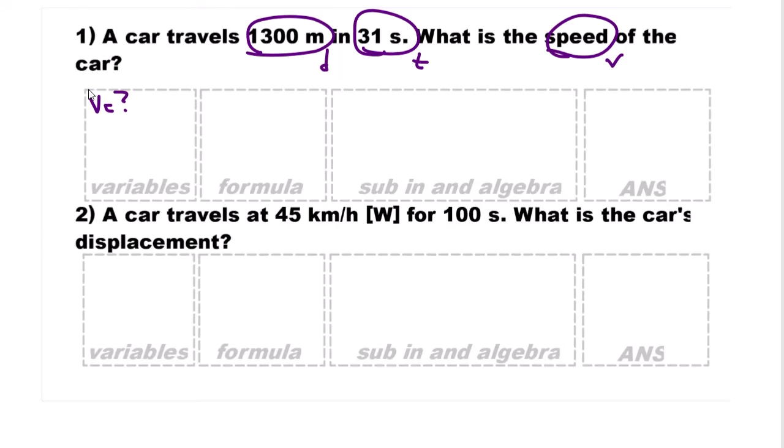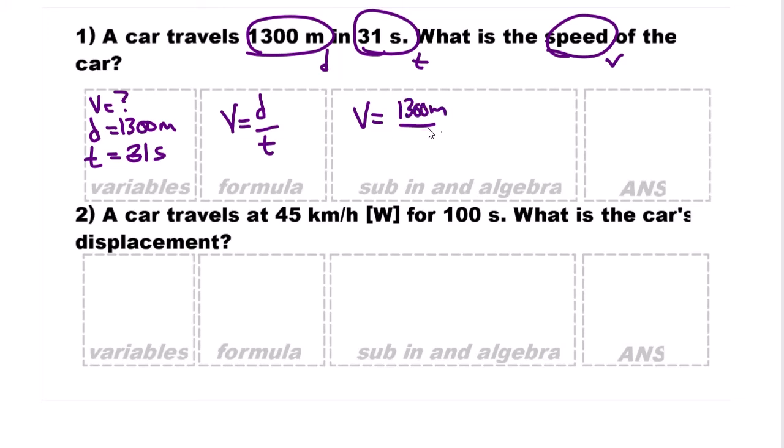I know my distance, 1,300 meters. I know the time, 31 seconds. So v equals d over t. I'm looking for v. It's already by itself, so I don't need to rearrange this formula. So I don't need to do any algebra. I can substitute in my numbers. 1,300 meters divided by 31 seconds, which I can then solve.